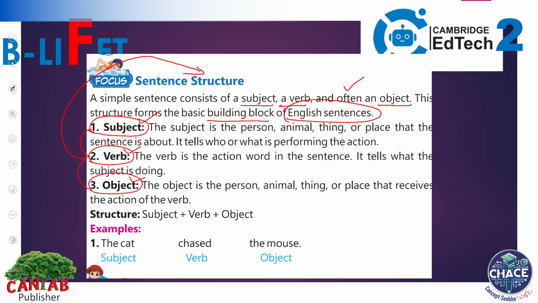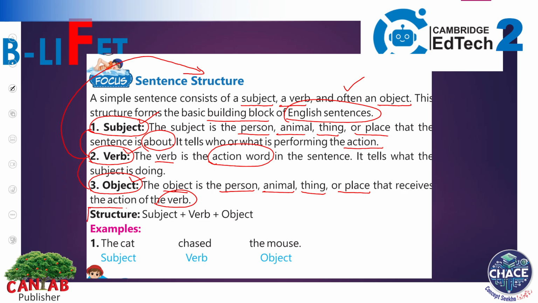Now, what is a subject, my dear? The subject is the person or an animal or a thing or a place that the sentence is about. It tells who or what is performing the action. Now, what is a verb? We already know that verb is the action word. In the sentence, it tells what the subject is doing, and then very often there is an object. An object can be a person, an animal, or a thing, or a place that receives the action of the verb.